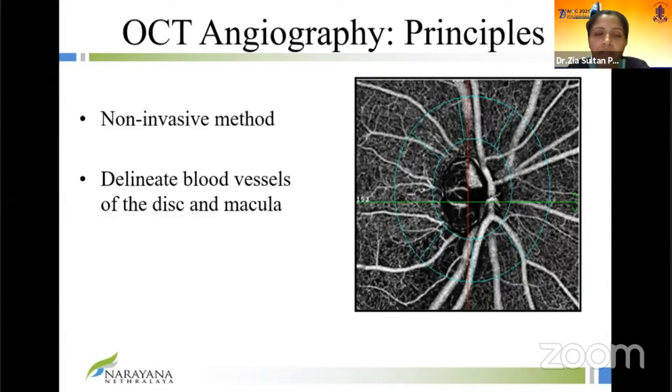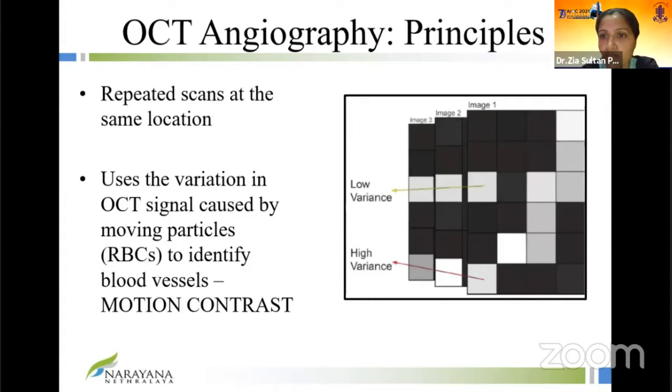So what is the basic principle of OCT angiography? You basically get an image like this without having to use any fluorescein or any dye. So it's pretty fascinating. It's a non-invasive method of delineating the blood vessels. And how they do this is fairly simple. The hardware is the same as that of an OCT machine. But instead of scanning the region one time, it repeatedly scans the same region.